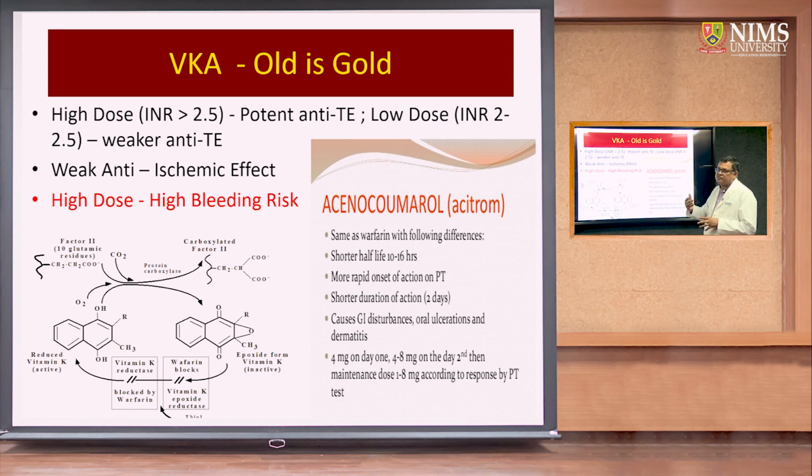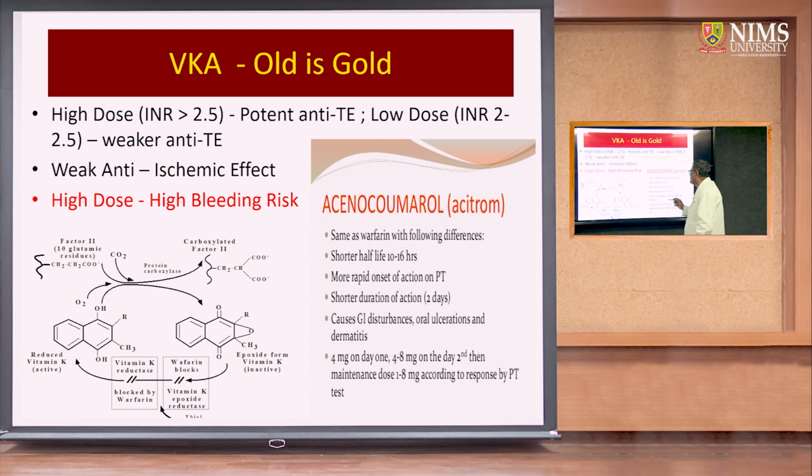In mechanical prosthetic valves. And in which cases do you use the less than 2.5 dose? When you require mild anticoagulation, for example, in atrial fibrillation. So, in atrial fibrillation you may use a low dose anticoagulation, but when you have mechanical prosthetic valves, you would use a high dose of vitamin K antagonists.